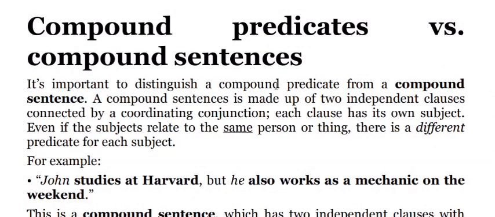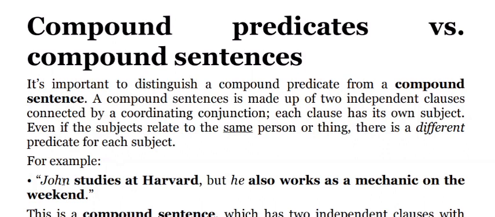Compound predicates versus compound sentences. It is important to distinguish a compound predicate from a compound sentence. A compound sentence is made up of two independent clauses connected by a coordinating conjunction. Each clause has its own subject, even if the subjects relate to the same person or thing. There is a different predicate for each subject.